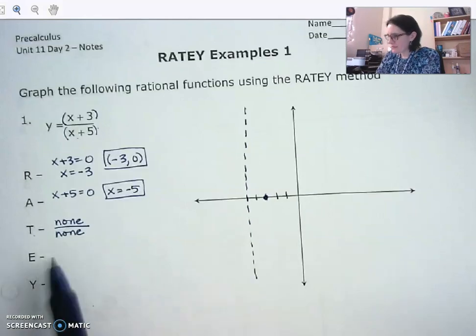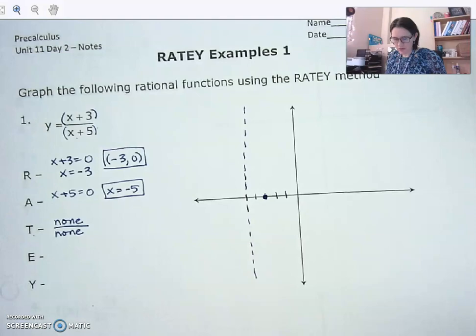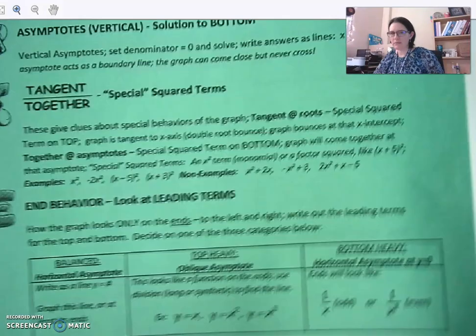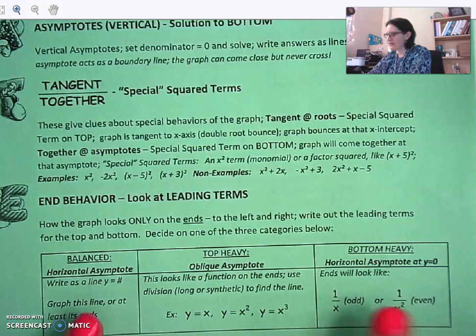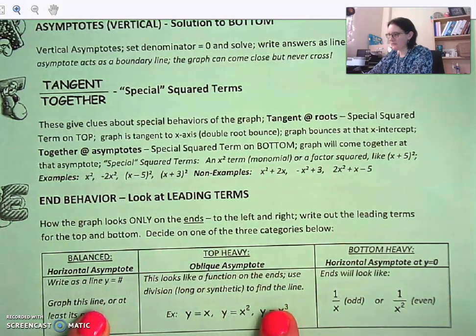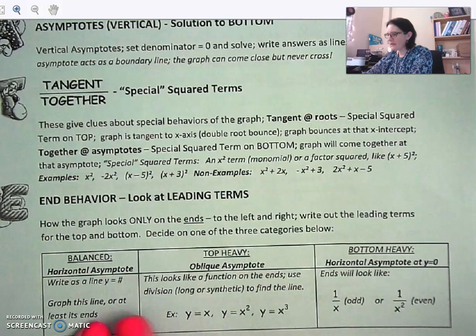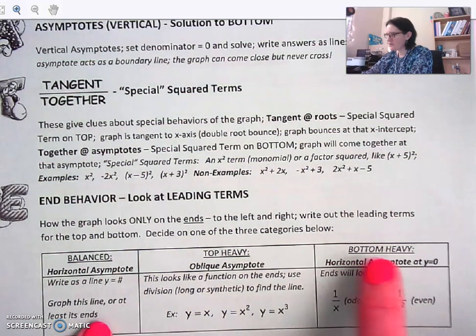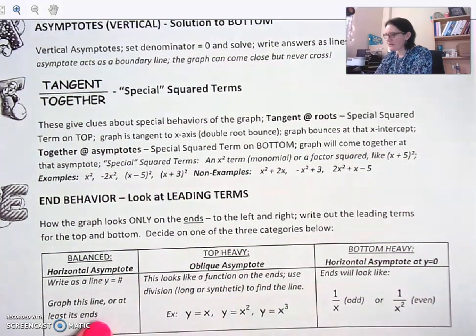So E stands for end behavior. So there's 3 options for end behavior. Today we're only focusing on the first or the last one. We'll talk about oblique in a different lesson. So today we either have a balanced situation or a bottom heavy, and the way you can tell is this.